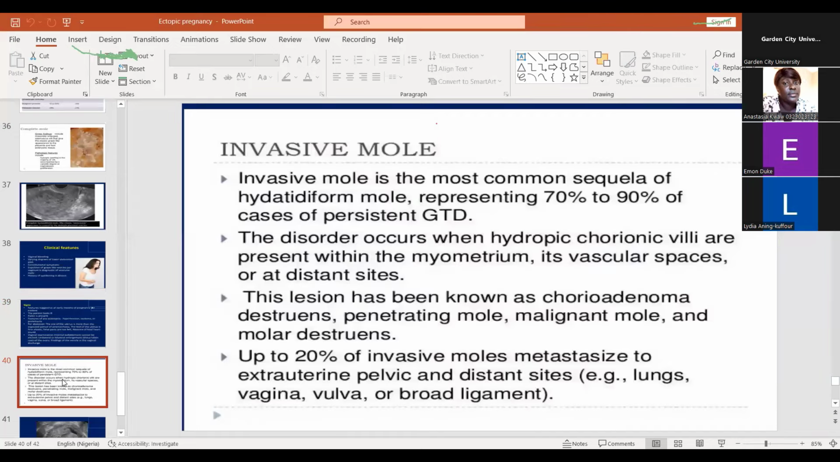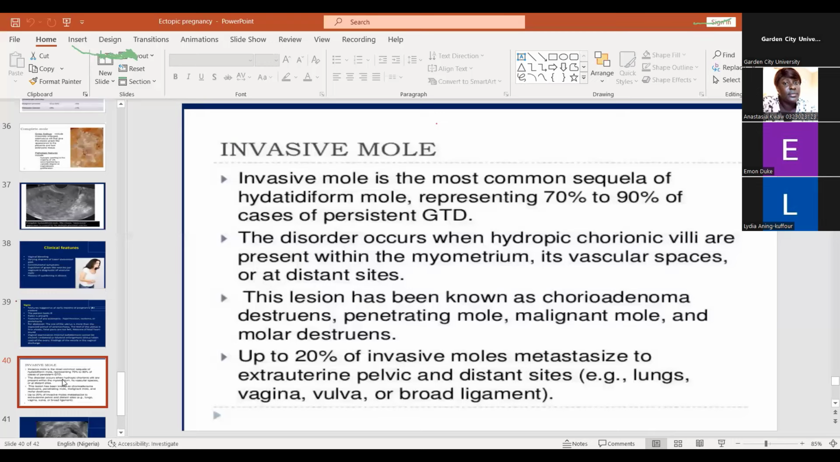And then the invasive mole. Remember, we are talking about the hydatidiform mole, which is complete or incomplete, and then the invasive mole. That is how World Health Organization classified them. Invasive mole is the most common sequela of hydatidiform mole. It represents about 70 to 90% of cases, particularly of persistent GTD. Remember that GTD is gestational trophoblastic disease.